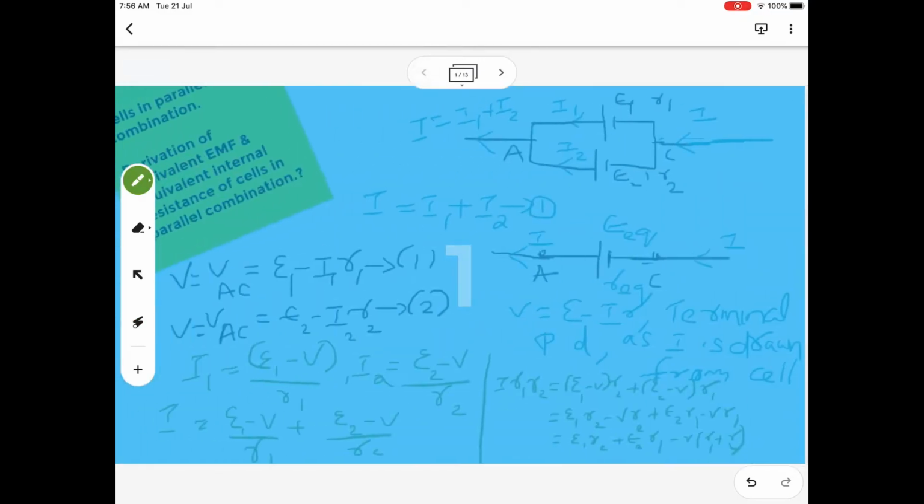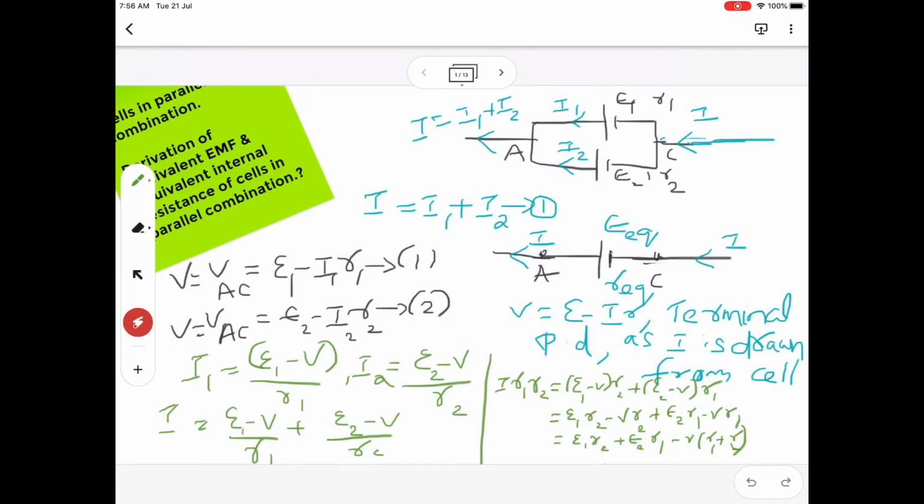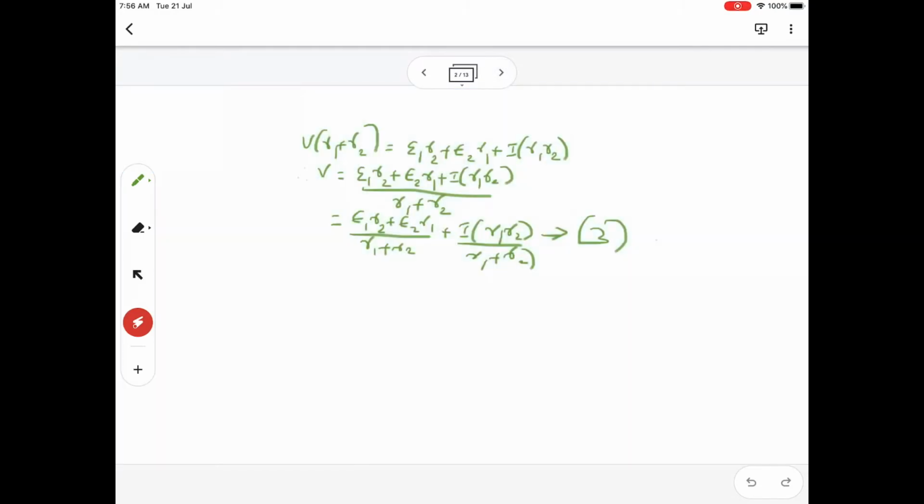Now our plan is to write the V_AC equation with respect to the second circuit, the equivalent circuit, in terms of the equivalent cell. So that comes to be V_AC, that is V itself, equals E equivalent minus I into R equivalent. So E minus I R, formally in terms of the corresponding parameters. Leave it as equation number 4.